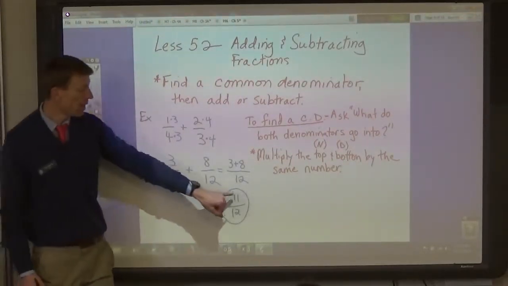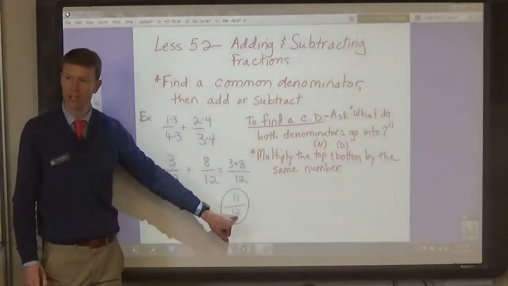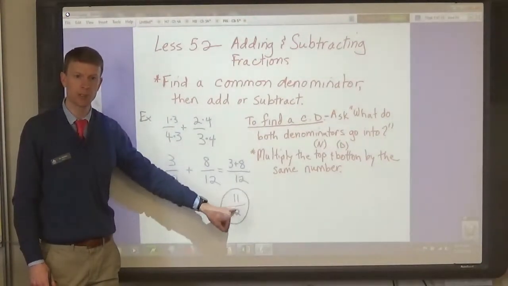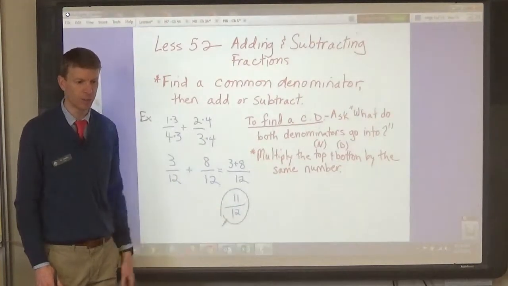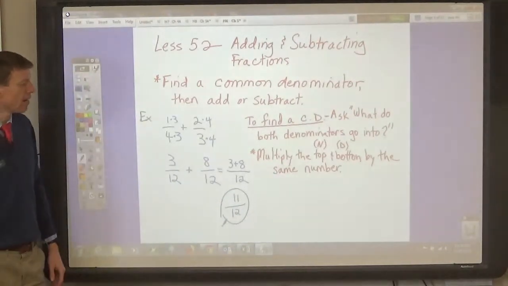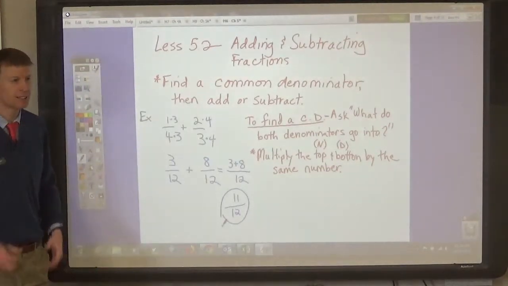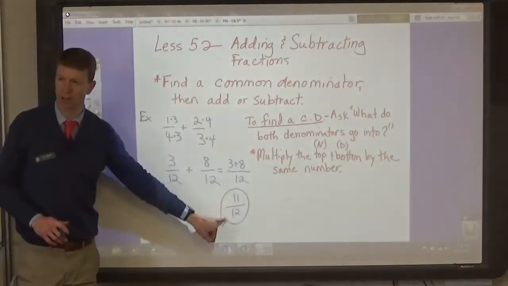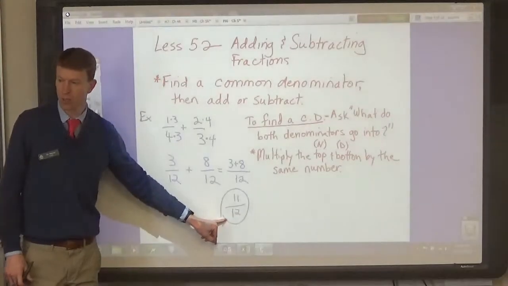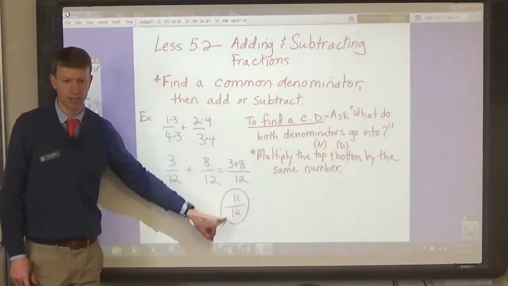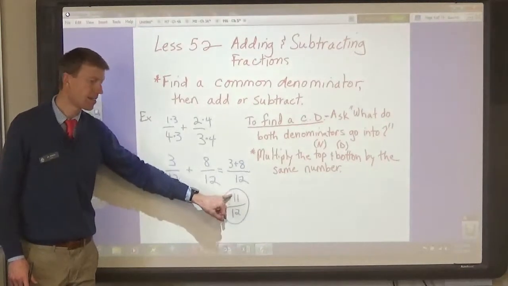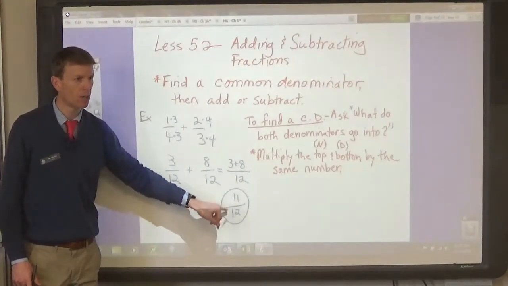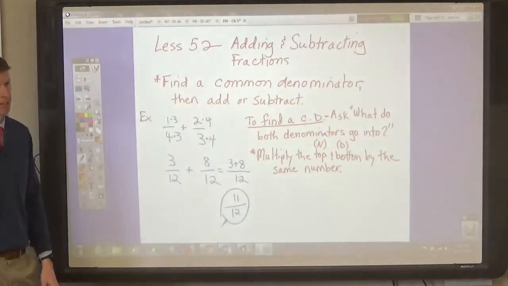Now, if you get a fraction that you can reduce, make sure that you put it in simplest form. But if you end up with a top-heavy fraction, let's say that you end up with 13/12, you could leave that as 13/12 or change it to a mixed number. You can leave it as a top-heavy fraction or change it to a mixed number if you end up with a top-heavy fraction. Leo?